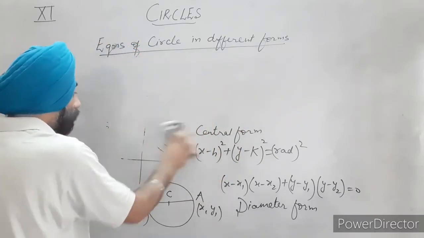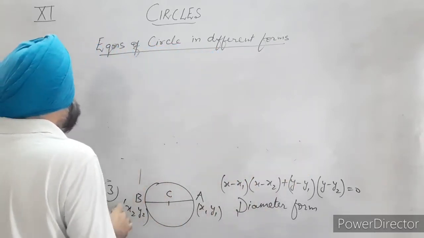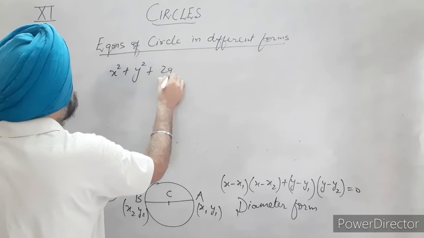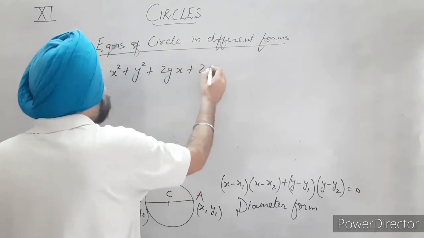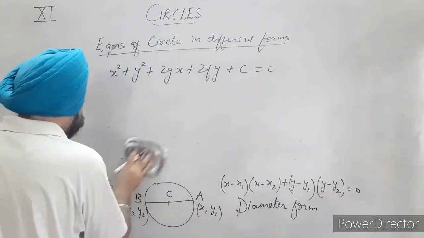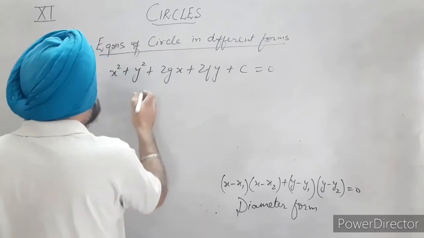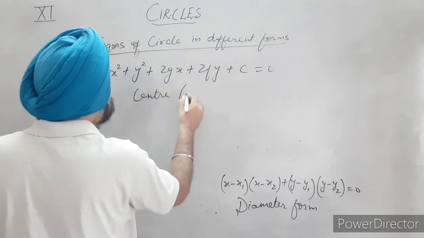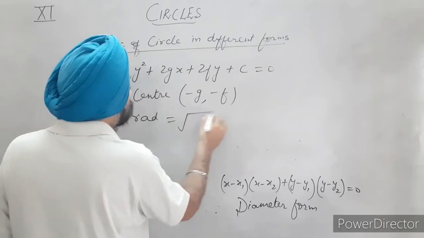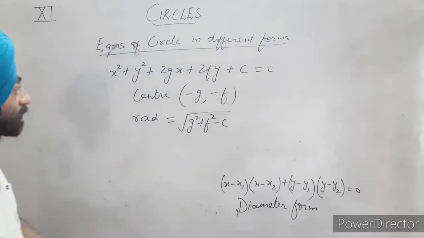Now the most used form, or the standard form we call, it is this, x square plus y square plus 2gx plus 2fy plus c equals 0. This is the standard form of a circle in which the center of the circle is (minus g, minus f), and the radius of the circle is under root of g square plus f square minus c. This c is the constant.